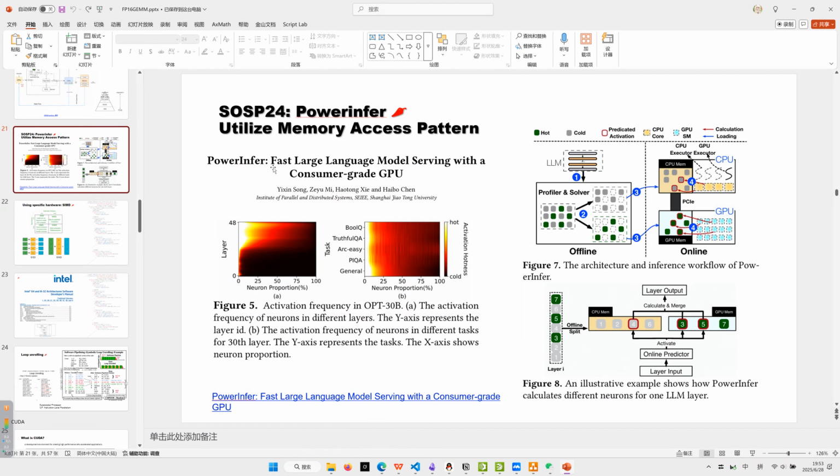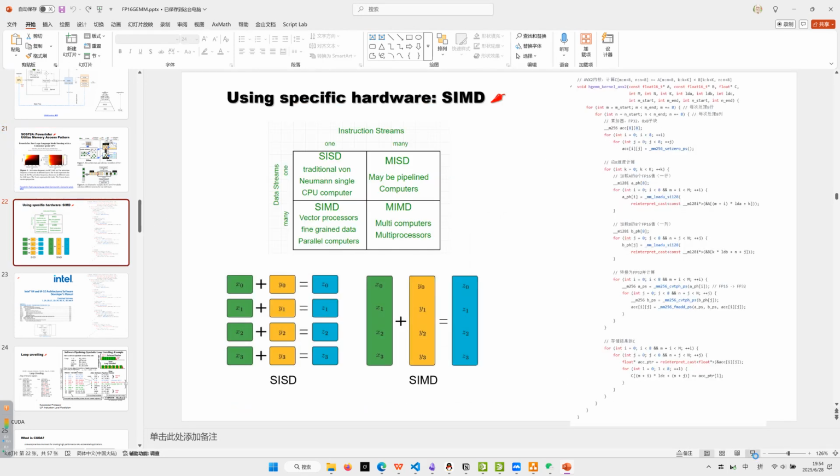This paper's title is Fast Large Language Model Serving with a Consumer-Grade GPU. That is, it tries to run a bigger model inside your 4090 or other GPUs. Now, let's keep going.